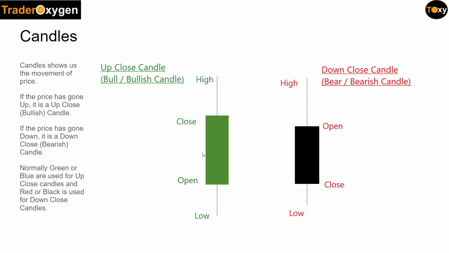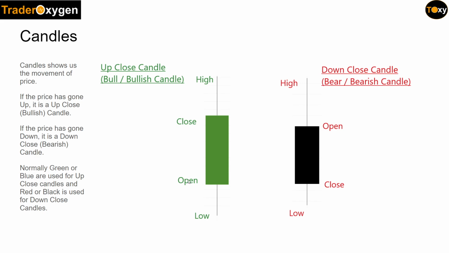Up close means the price has opened, meaning the starting price opened, and then the price has moved up and ended up closing up. So the price has moved up, and we call it an up close candle. In a down close candle, the price has started at a price point, however the price has gone down, moved down. So it is a down close candle.